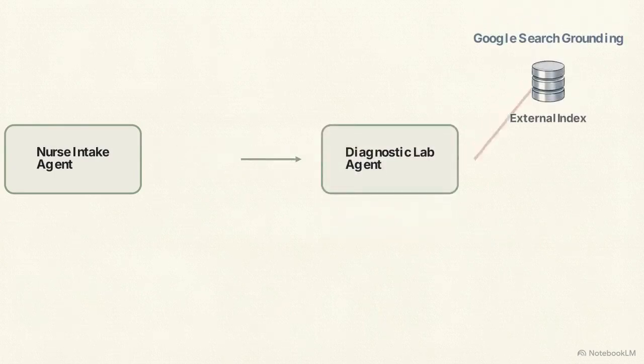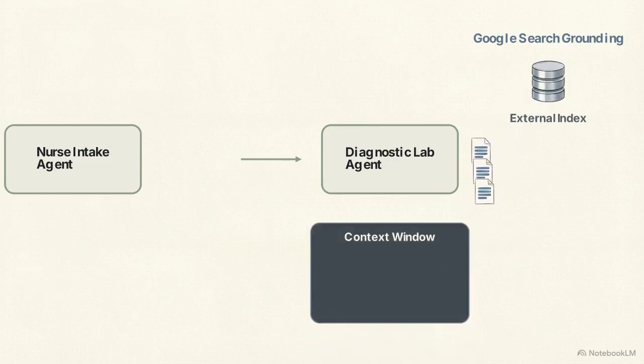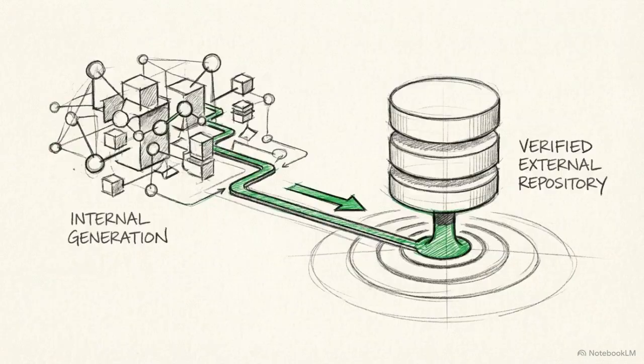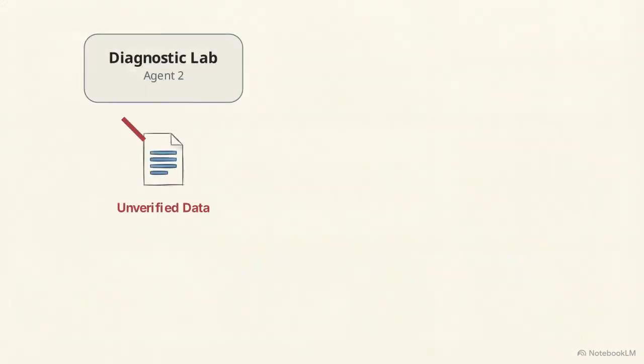It utilizes Google search grounding, querying a live external index to pull verified medical research into its context window. Forcing the LLM to use search grounding at this specific step anchors the diagnostic phase in verifiable reality. The risk of the model hallucinating a false medical claim is effectively neutralized.